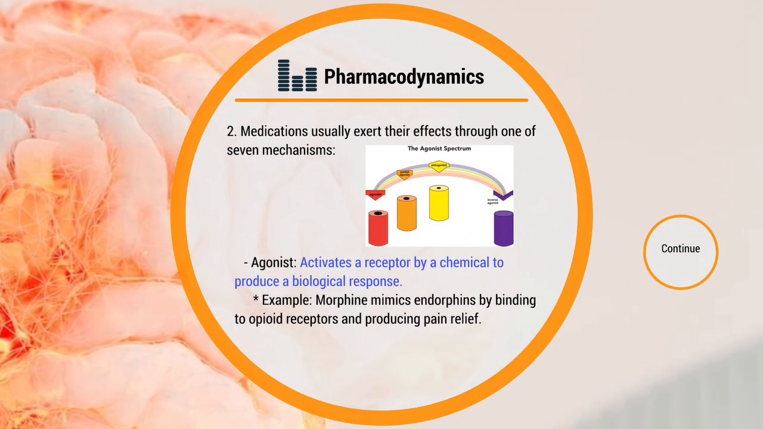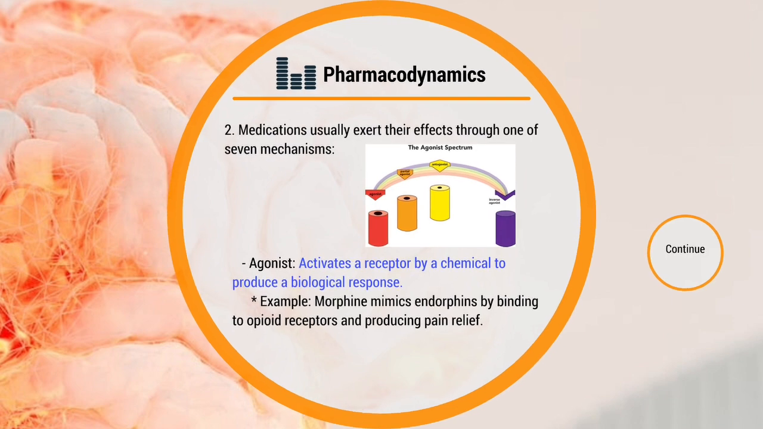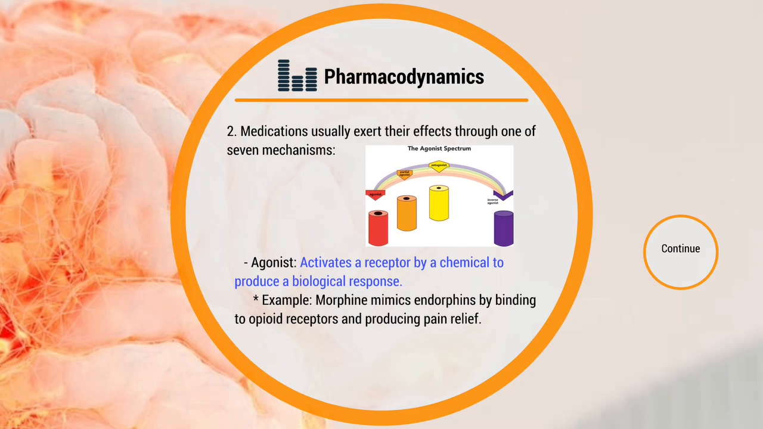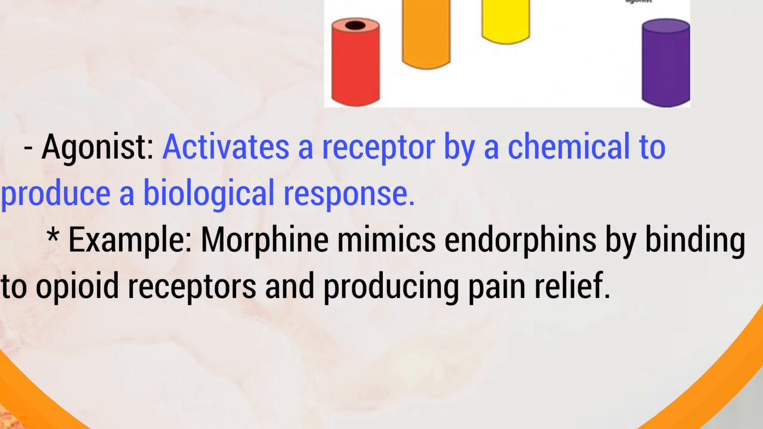Now, with pharmacodynamics, medications usually exert their effect through one of seven mechanisms. I want you to focus specifically on the agonism spectrum here. It's the agonist on one end and the inverse agonist on the other. But let me specifically talk about the agonism.